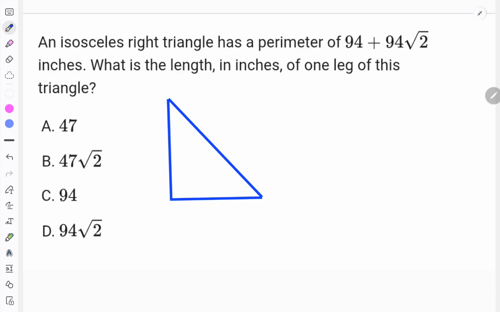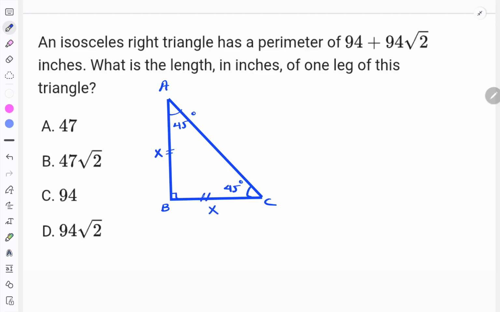So we have a triangle. Let's call this ABC. Here we have a right angle. And remember, in an isosceles triangle, the two legs are equal in length and the measure of the leg angles is 45 degrees. So let's write it here and here. So let's assume each leg equals x.